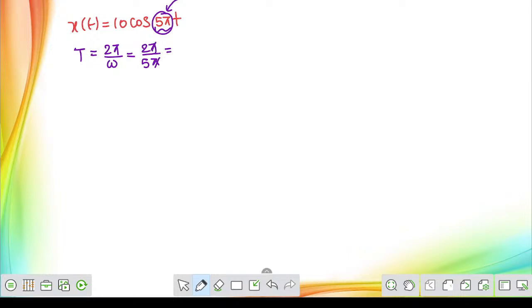So the fundamental time period of the signal is 2 pi by 5 pi. 5 pi will get cancelled. So your answer is going to be 2 by 5. That is the fundamental period of the given signal. Or you can say this will be 0.4 seconds. That's it. That is how we are defining the fundamental time period.